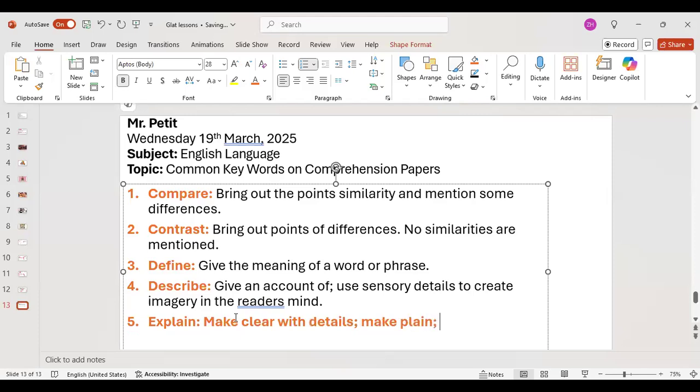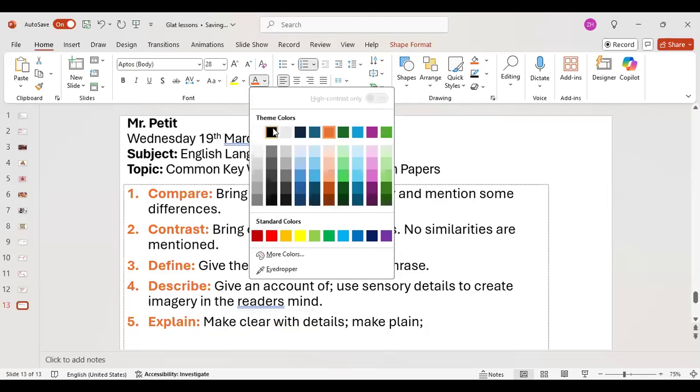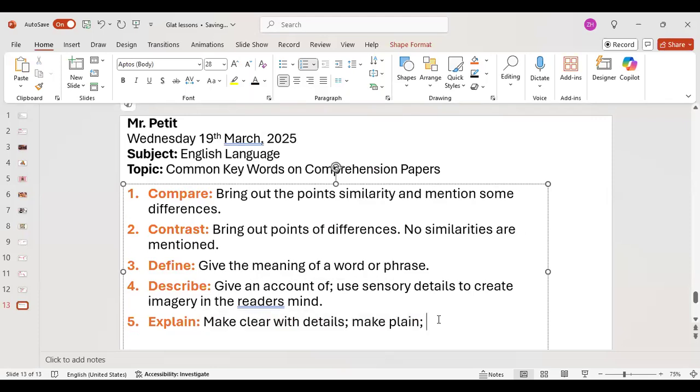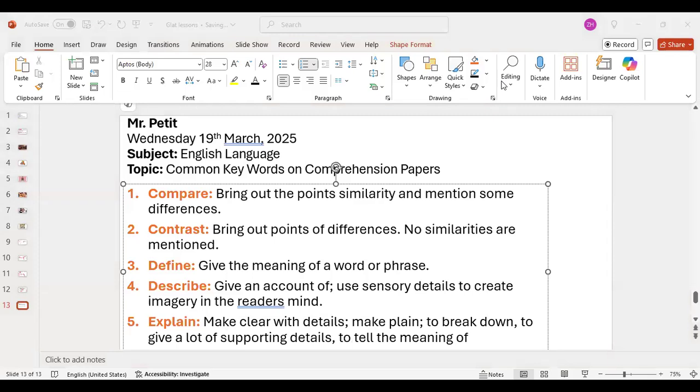All right. So when you are explaining, you have to make clear with details and, like Patrick said, with facts. Make clear, make plain. Someone said to break down, to give a lot of supporting details. Yes. To tell is very important. To tell the meaning of.